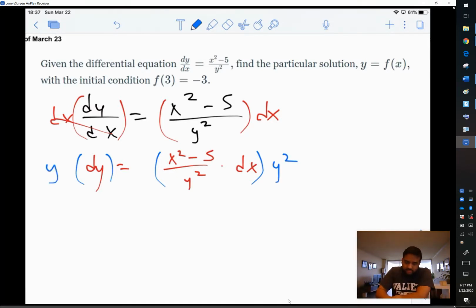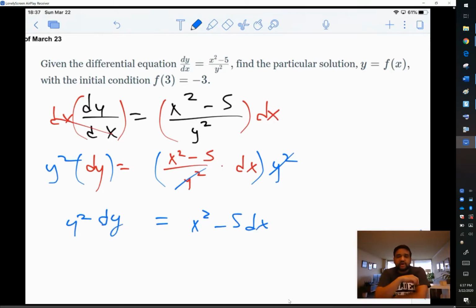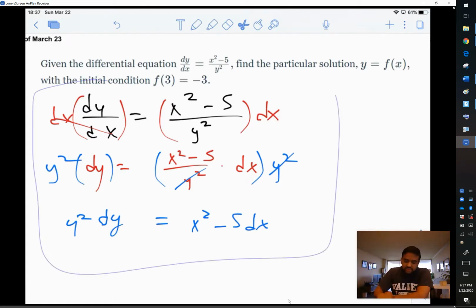Why is that a good option? Well, I'm dividing by y squared here, so multiplying should fix that. And that would give me x squared minus 5 dx on this side and y squared dy on this side. Once you have gotten your x's with dx on one side and y's with dy on the other side, you're now ready to take the antiderivative.